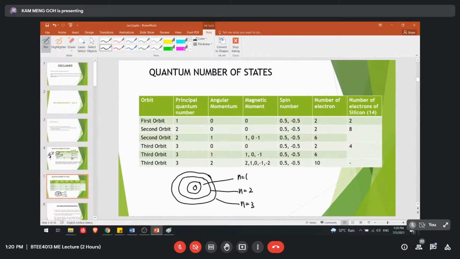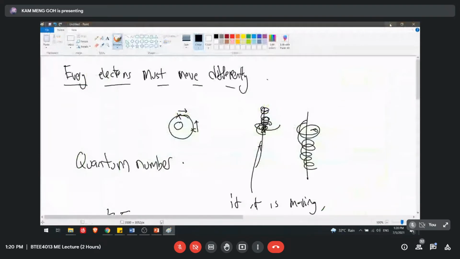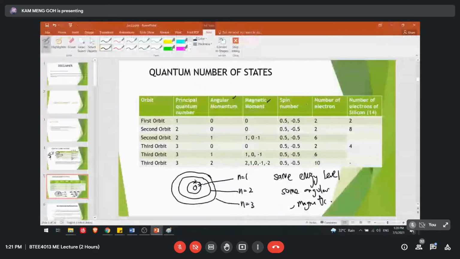In the first orbit, there have to be 2 electrons, right? Both electrons must have moved differently. So how do we decide whether they move differently? The angular momentum can be 0 and the magnetic moment can be 0, which means these 2 electrons have the same energy level, same angular momentum, and same magnetic moment. But according to the rule I stated, every electron must move differently. So one criterion for them to move differently is the spin number, 0.5 and negative 0.5, which means one is spinning in this way, another is spinning in this way.